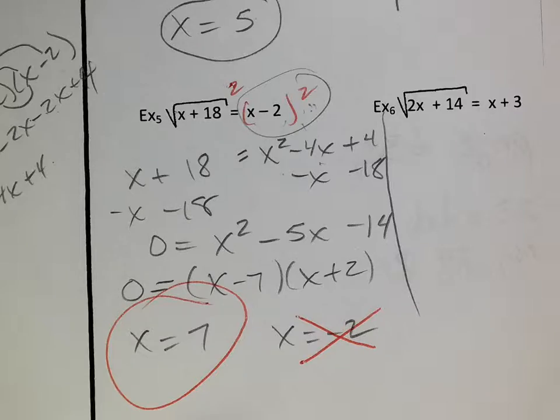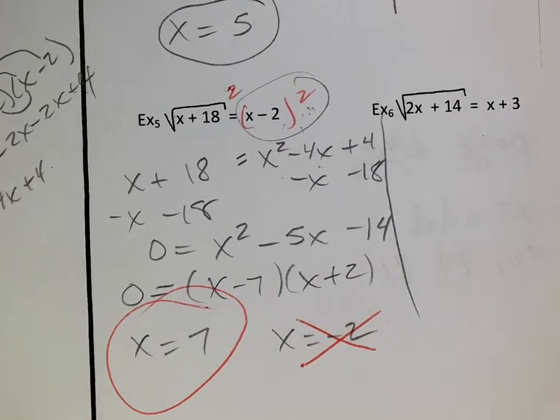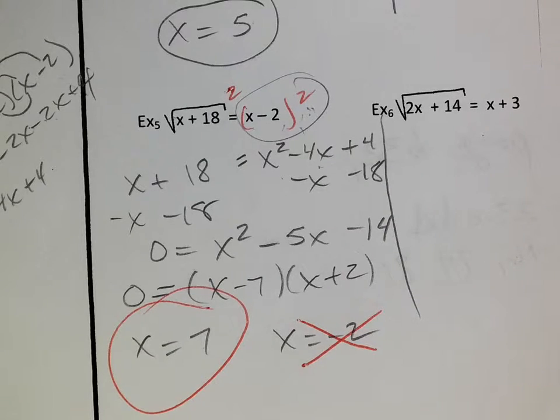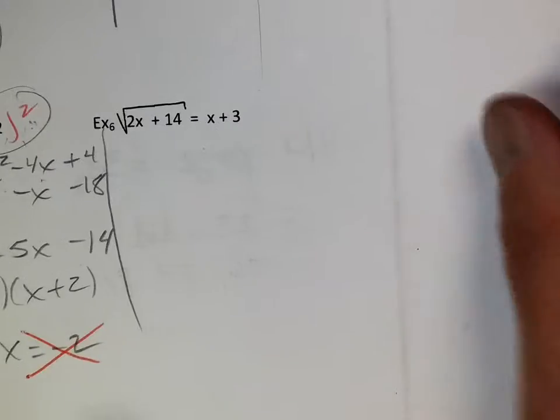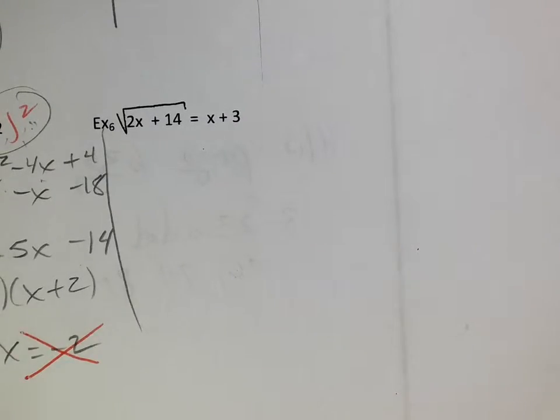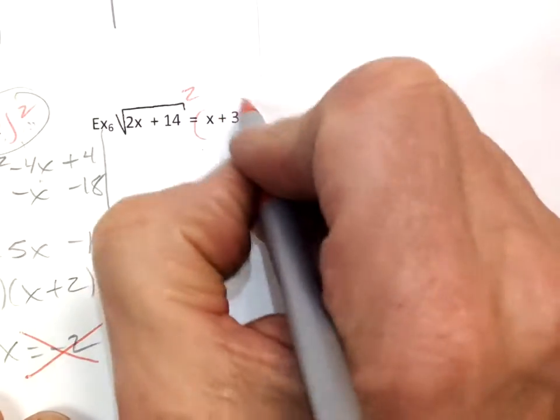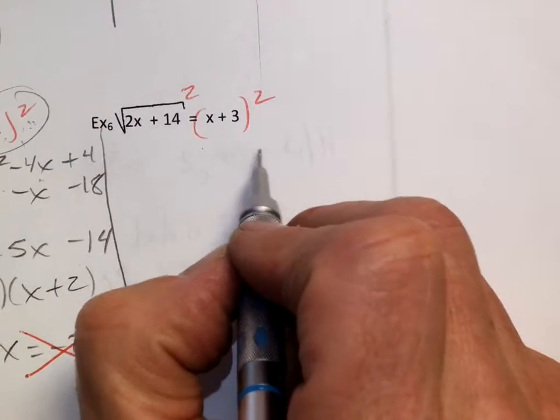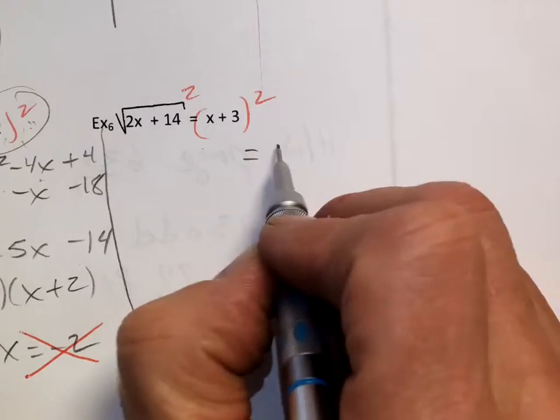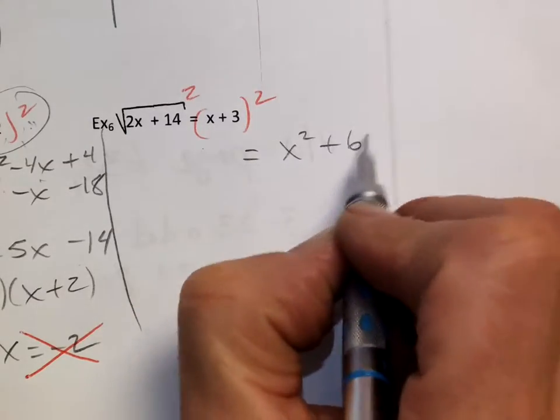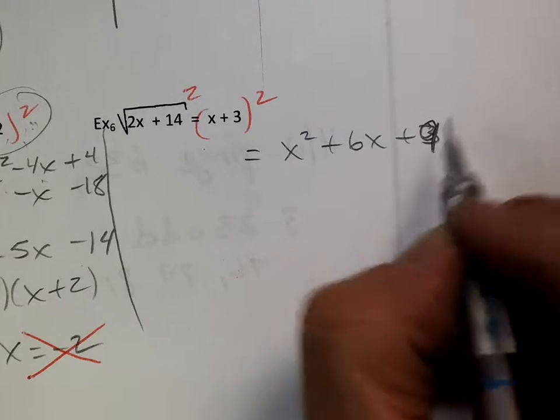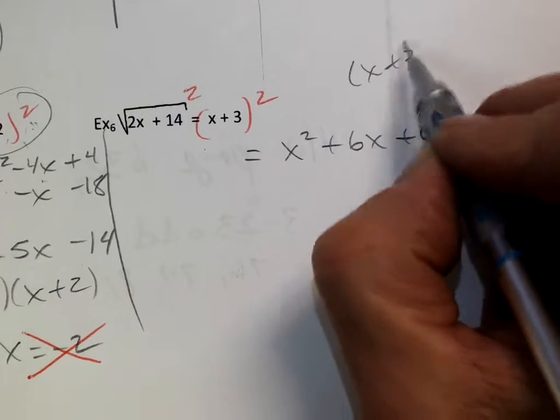All right. You ready for example 6? Example 6 is very similar to example 5, and that's why I want to do it again, so that you get a second shot at doing one of these, okay? So step 1, let's square both sides. Now, x plus 3 quantity squared is, I'm going to write it out for you, x squared plus 6x plus 9, because it is an x plus 3 times an x plus 3.